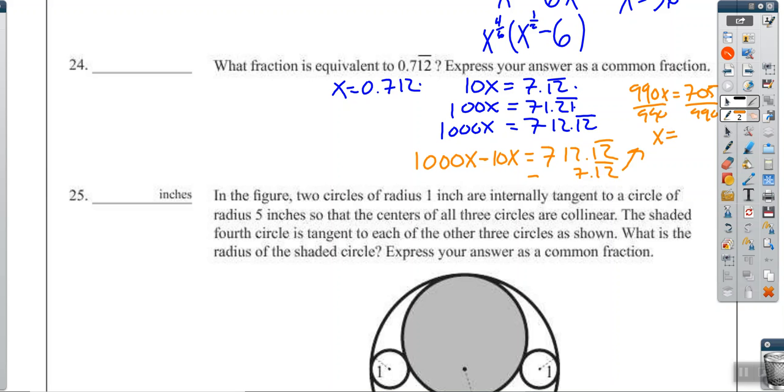And so I get x is equal to, well, okay, so I know 5 goes into it, and I know 3 goes into it, because 7 plus 5 is 12, which is divisible by 3. 9 plus 9, well, 9 is just divisible by 3, right? So if I divide both of them by 15, I will get 47 over 66. So this one actually wasn't terribly long either, if you know how to set it up.